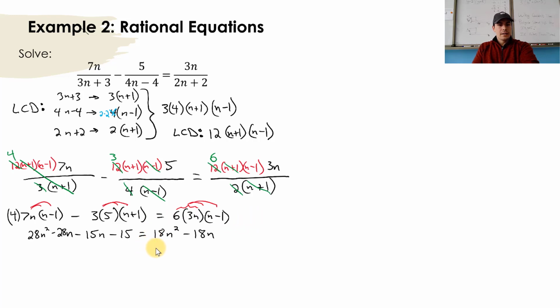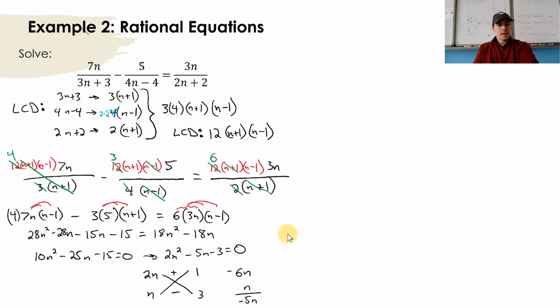And then we can combine like terms from here, get everything onto one side. And here we actually have a scalar of 5 that we can factor out. So when we factor that out, we'll have 2n squared minus 5n minus 3 is equal to 0. And we can go ahead and use our crossroads method to factor that out. So we'll get factors of 2n plus 1 times n minus 3 is equal to 0.